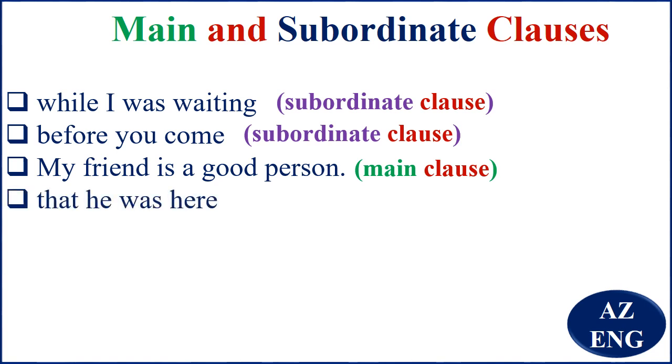That he was here. This is a clause, but you should be able to remember that this is a subordinate clause. It is a dependent clause. The meaning is not complete; you ask, okay, that he was here, what is it?